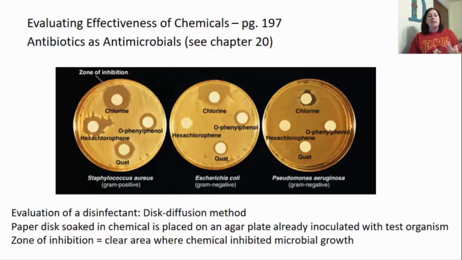So in this particular example, if we look at Staphylococcus, all 4 types of disinfectants or chemicals actually did create a zone of inhibition. However, chlorine's was the largest. For E. coli, though, we see that chlorine was the largest, but if you look at the hexachlorophene, that one didn't do anything. There's no zone of inhibition. If we look at the Pseudomonas, the only one that had a zone is the chlorine. The other 3 were not beneficial in this case.